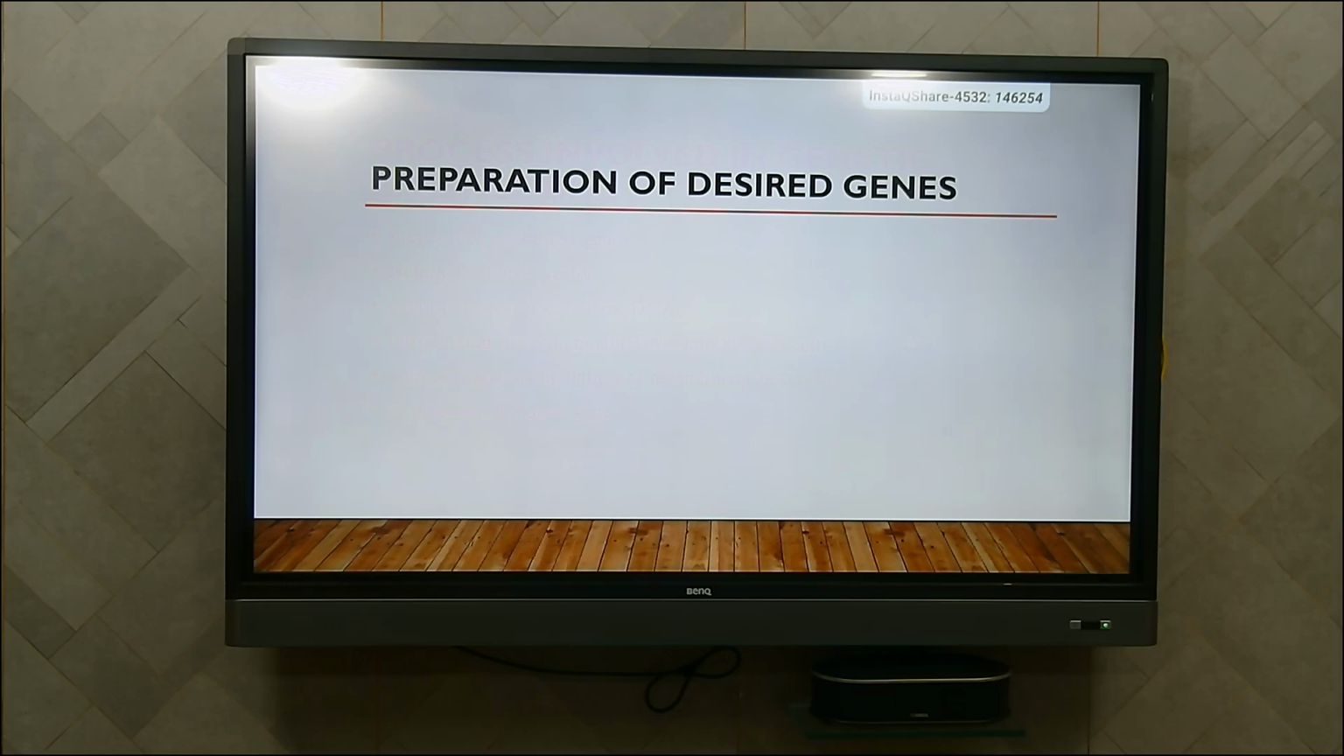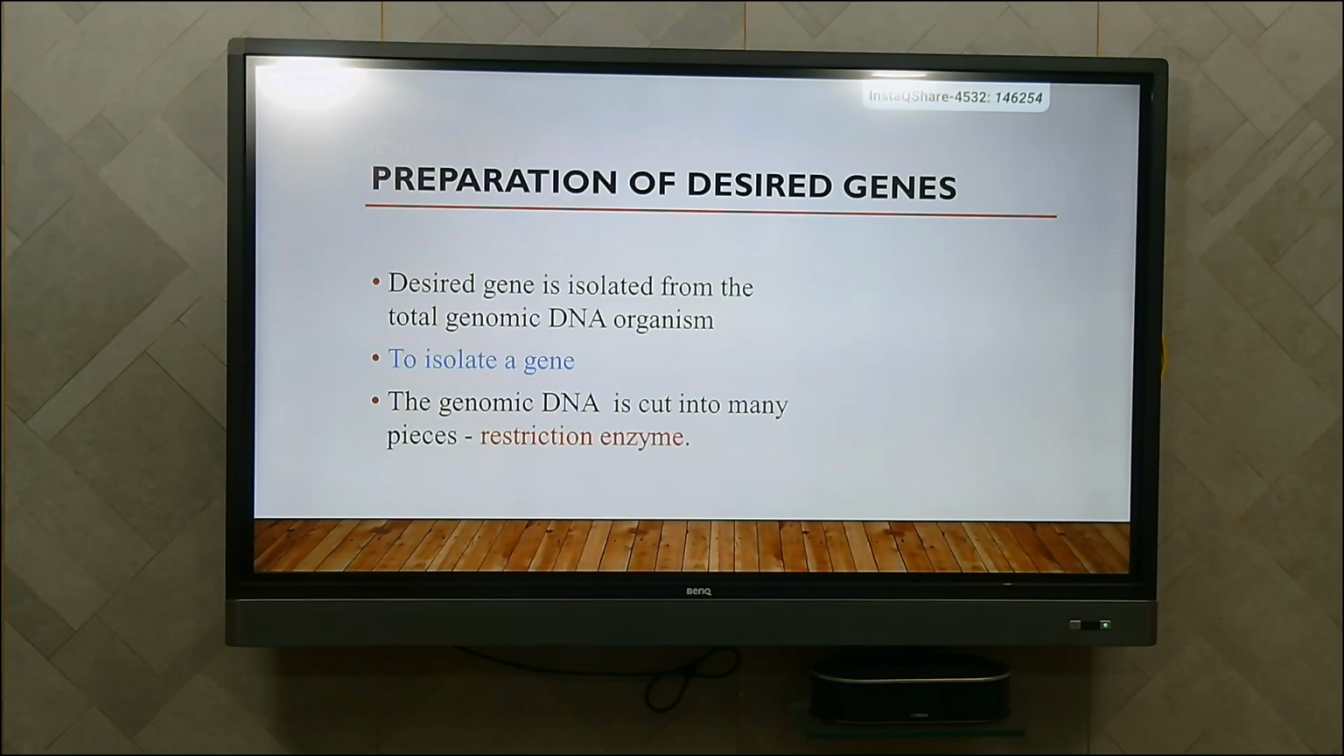Preparation of desired gene. The desired genes to be cloned are prepared in three ways. The desired genome is isolated from the total genomic DNA of the organism. To isolate a gene, the genomic DNA is cut into many pieces by treating it with the restriction enzymes.